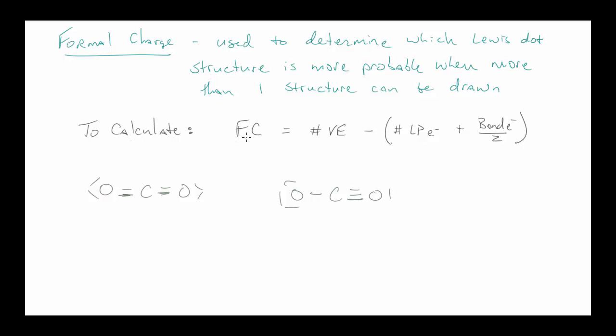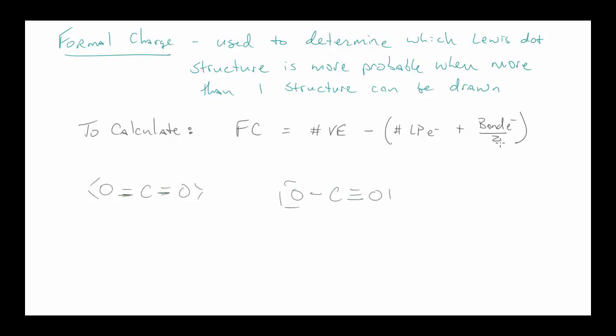So to calculate formal charge, we're just going to take the number of valence electrons for each element, subtract out the lone pairs associated with it, and subtract the bonding electrons divided by 2. And the key here: a formal charge of 0 is a good thing. A formal charge of 0 is a good thing.